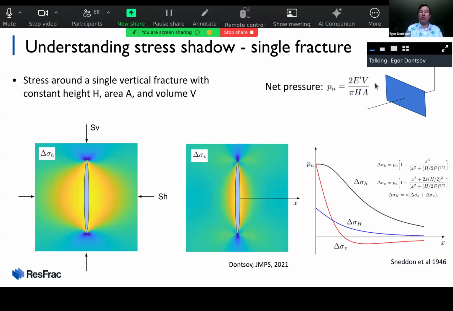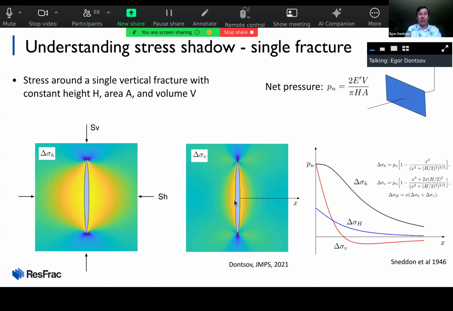If you take a rectangular or PKN or constant height fracture, whatever you want to call it, with given volume, given area, given height, and given elastic modulus, this is the plane strain elastic modulus E prime. Then we have an analytical expression for the net pressure, right? And that's how stresses look against a vertical fracture. This is your cross section, SV and SH. That's how the stress shadow looks, and this is how the vertical stress change looks.